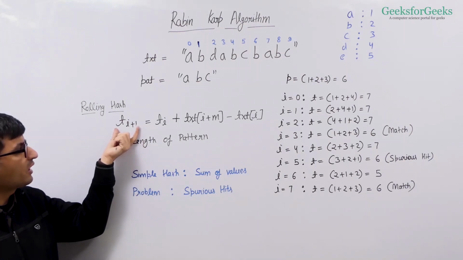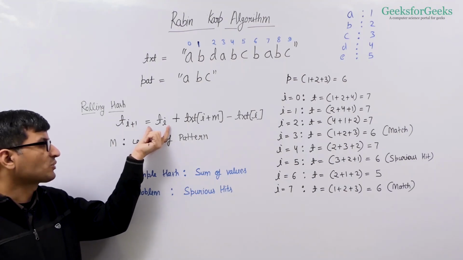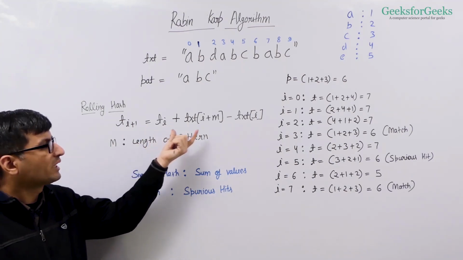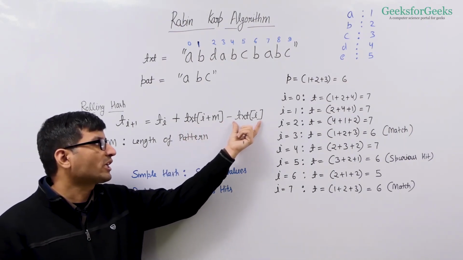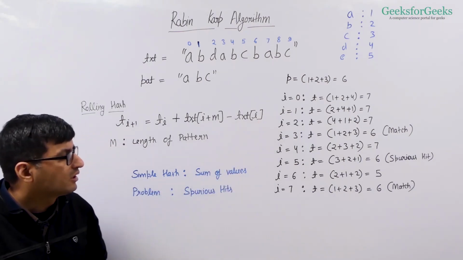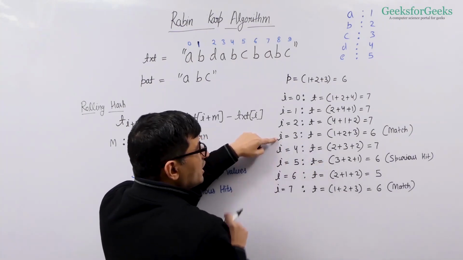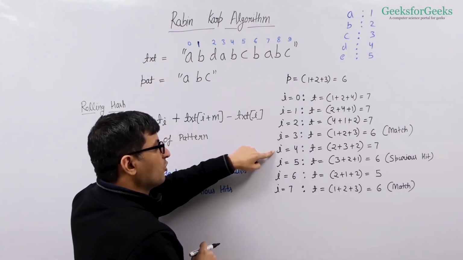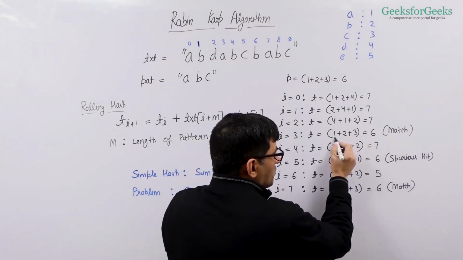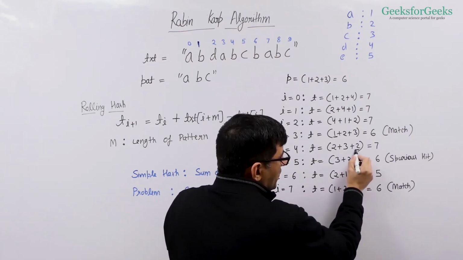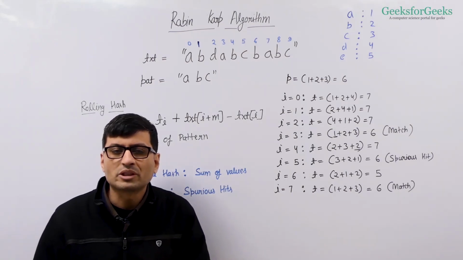We can compute hash value for window at index I plus 1 using existing hash value for window at index I by simply adding last character of I plus 1th window and subtracting the last character of ith window. For example, using this hash at index I equal to 3, we can compute the hash for 4. We can simply take this value 6, subtract this value 1 from it and add this value 2 to it. So we will have 6 minus 1 plus 2, 7. This is how we can compute the rolling hash.